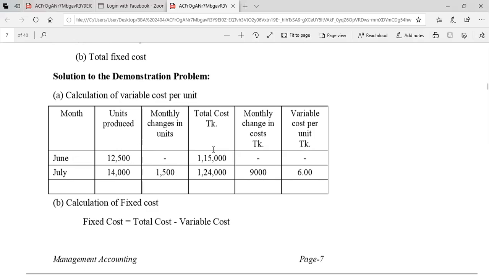Then total cost in June is 1,15,000, and in July 1,24,000. So the cost increases from June to July by 9,000. So the total cost increases by 9,000 and total production increases by 1,500 units. We divide 9,000 by 1,500 and we get taka 6 per unit. So this is the variable cost per unit.